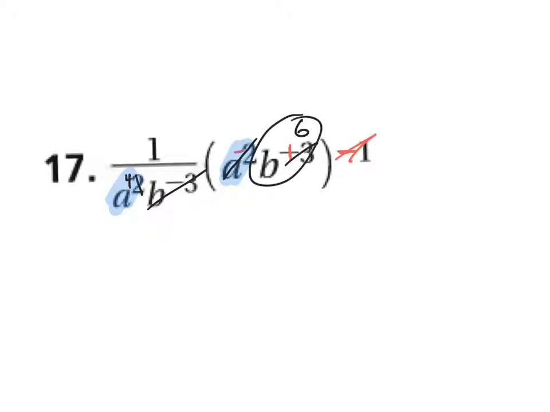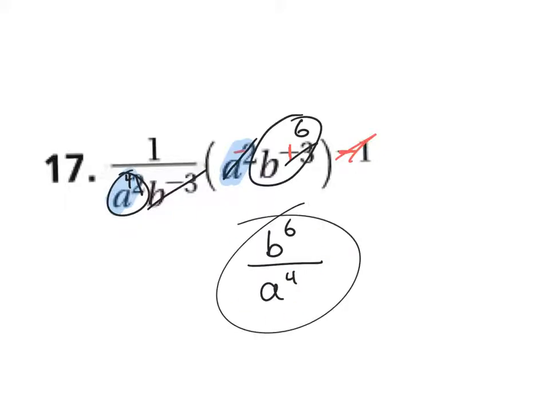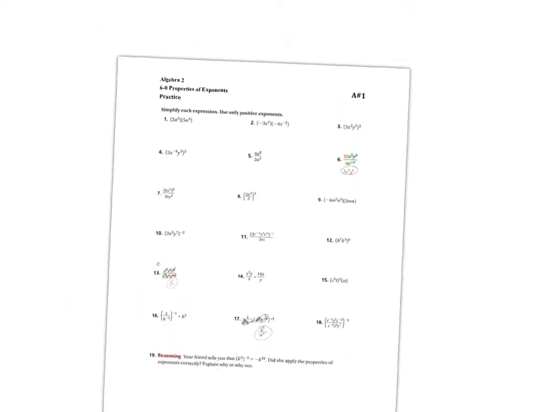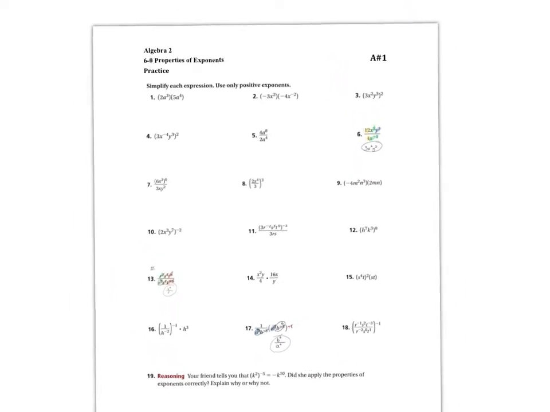So this is the numerator, and this is the denominator. And that's it. Since these are different bases, nothing changes. We don't divide and we don't subtract these. That's my answer because the bases are different. All right, so keep working through these problems for your assignment.